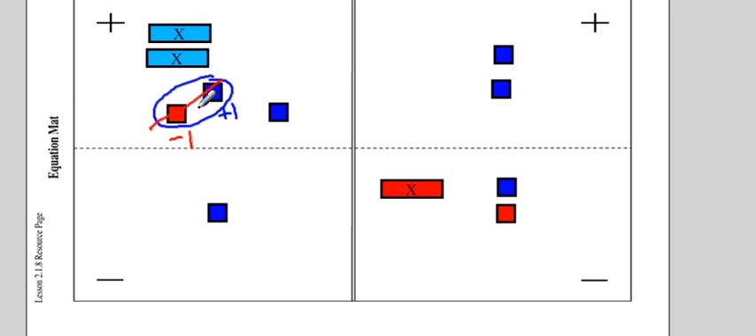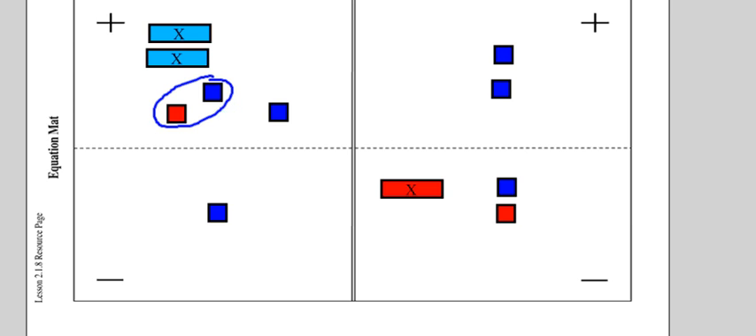Zero pairs can only happen in the same region. You can't cancel, for example, this red with this blue because they're not in the same region. So a zero pair is only in the same region of an equation, top to top, or maybe bottom and bottom. That's one legal move.